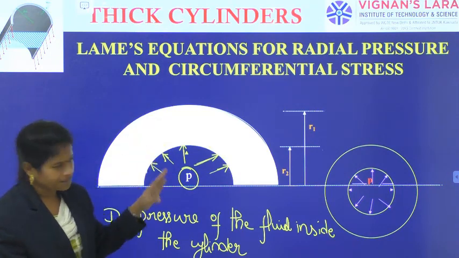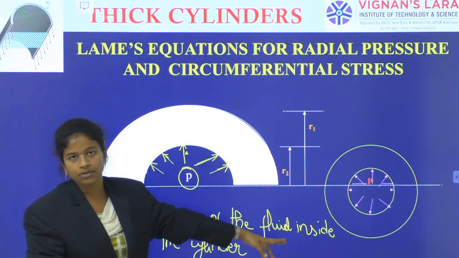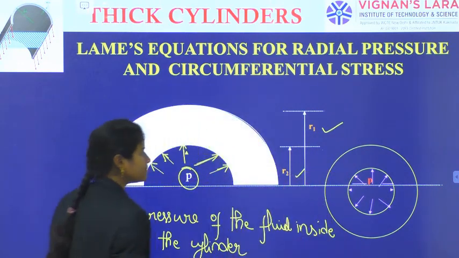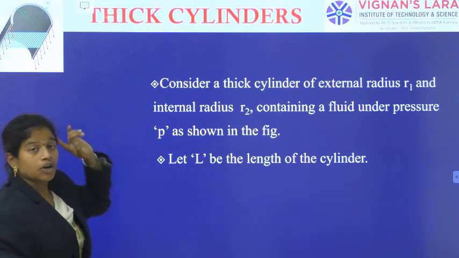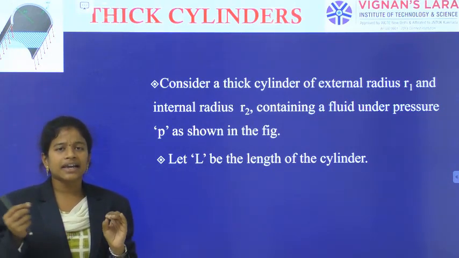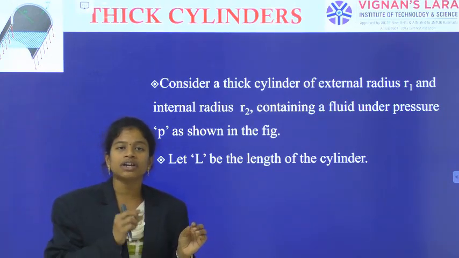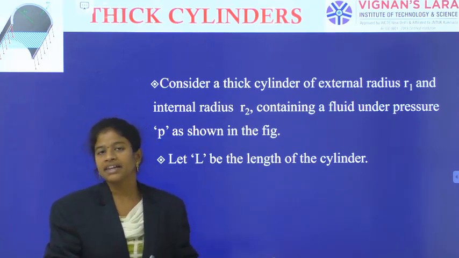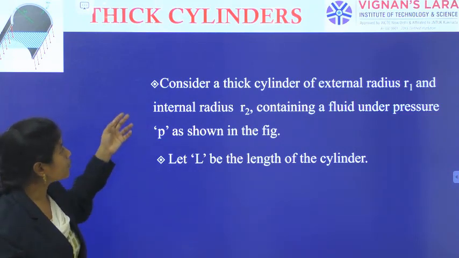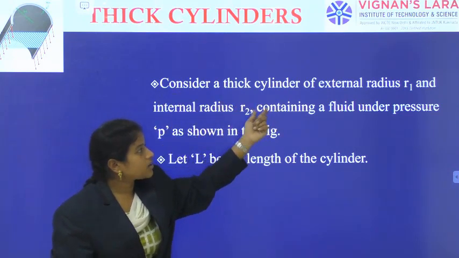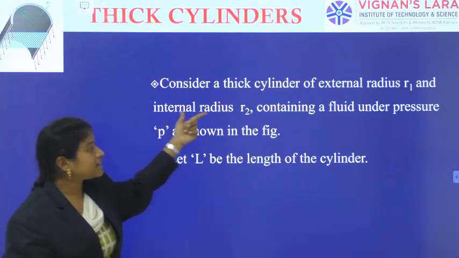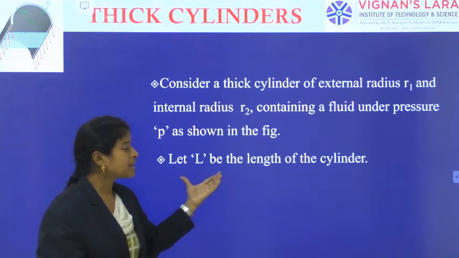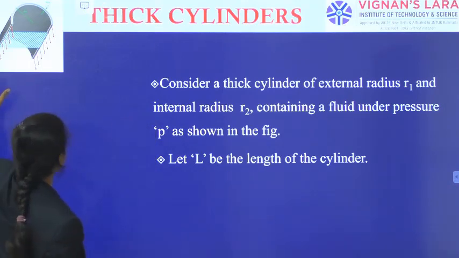Okay, R1 to R2. Anyway, whatever you start with, in that way you have to complete. I have taken R1 as the external and R2 as the internal. That's why this was happening. And for analyzing anything, in the same way, we have to consider a small element, and the analysis will help us for the remaining things, right? So here also the same concept. Consider a thick cylinder of external radius R1 and internal radius R2 containing a fluid under a pressure P as shown in the figure. Just now we have observed. Let capital L be the length of the cylinder. All these things we have observed already.